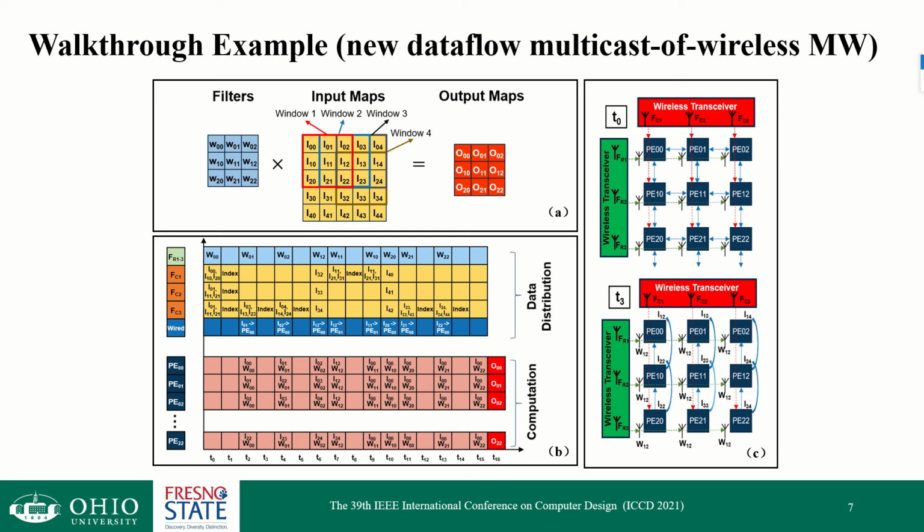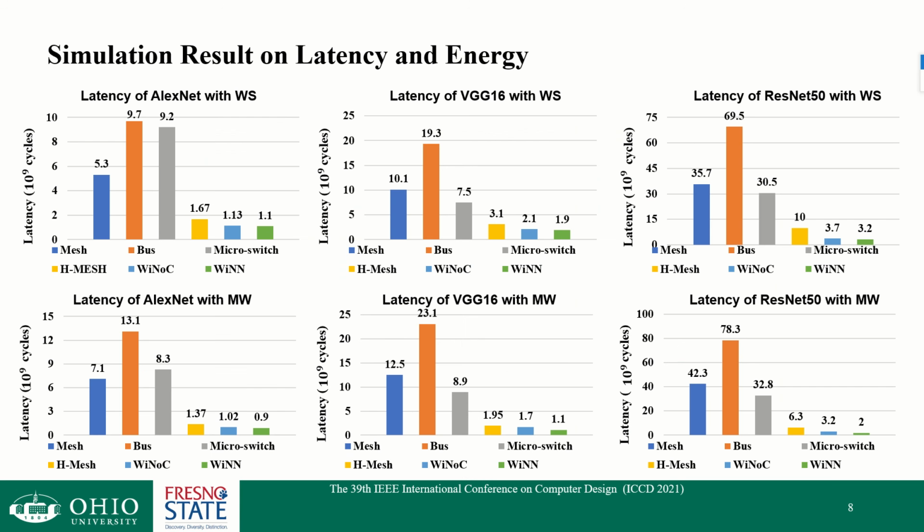Here is a walkthrough example to show how MW data flow is implemented on WiNN. In MW data flow, as shown in the first row of the timing table in subfigure B, weights are spatially mapped to all PEs in a row for each time step. Therefore, the horizontal wireless channels can be used to implement this multicast traffic. Input activations are multicast by the vertical wireless channels to the corresponding column, as shown in the second to the fourth row. Due to the one-hop multicast communication of wireless channels, the example convolution task only takes 16 cycles on WiNN, while a traditional wired mesh takes 30 cycles, nearly 2 times more.